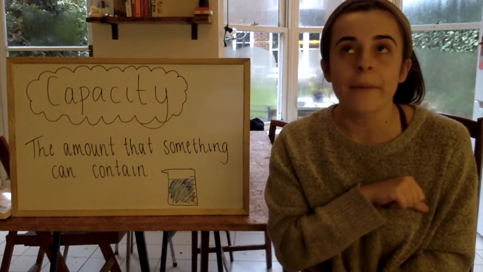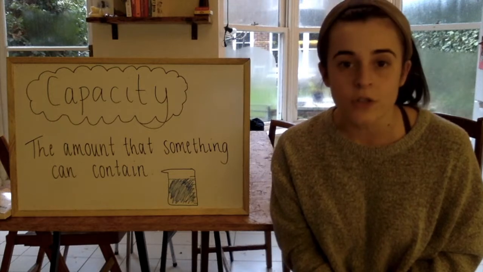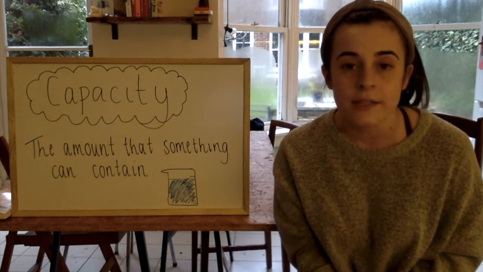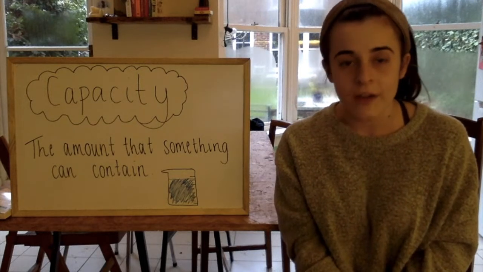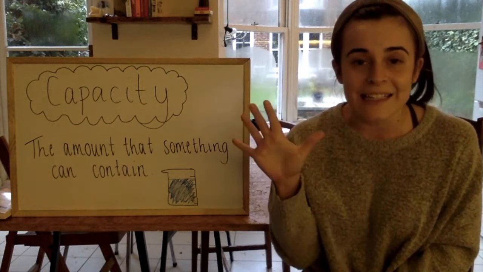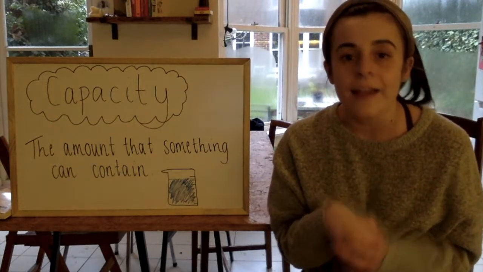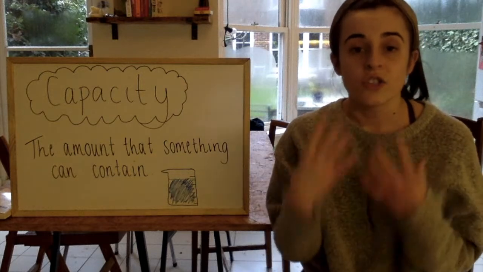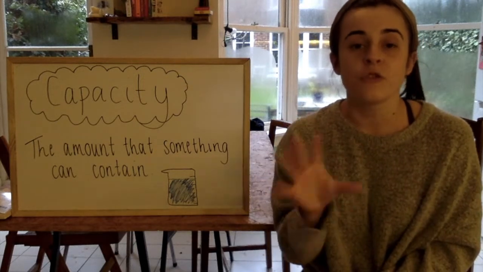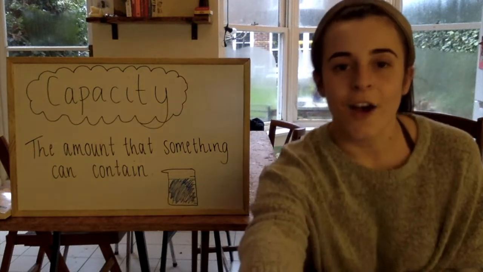Okay, so you might bring me a water bottle, you might bring me a juice box, you might bring me some shampoo, some conditioner, some body wash, you might bring me some sauce. So bring me 5 different containers that you can find around your house that hold liquid. Now it doesn't need to be full, just 5 containers that you think we could measure using capacity. Okay, off you go.